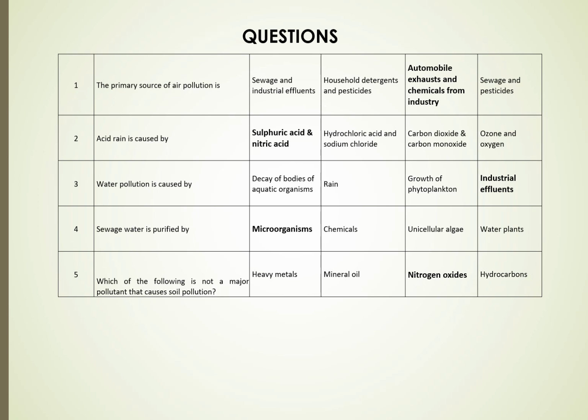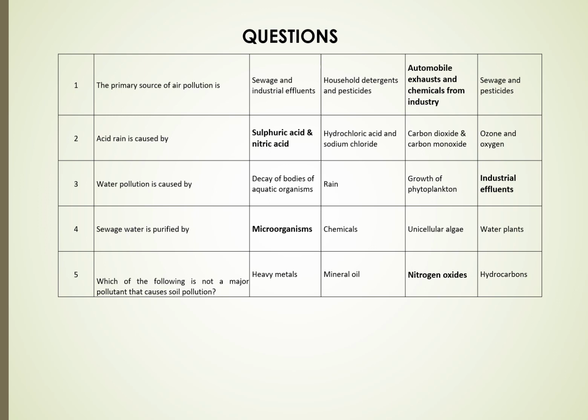Question number 1. The primary source of air pollution is: option A, sewage and industrial effluents; option B, household detergents and pesticides; option C, automobile exhaust and chemicals from industry; option D, sewage and pesticides. Option C is the correct answer, that is automobile exhaust and chemicals from industries.